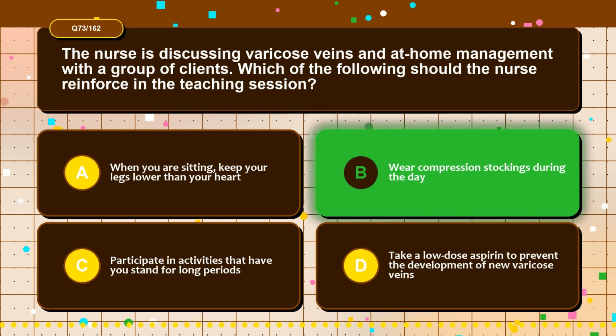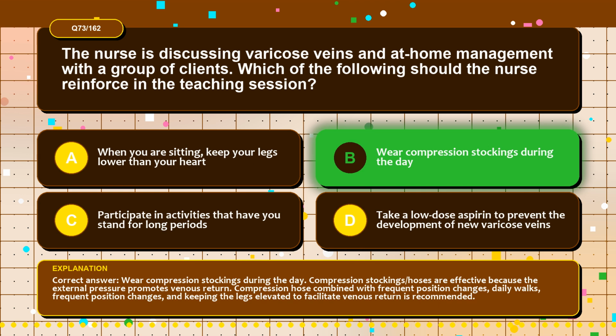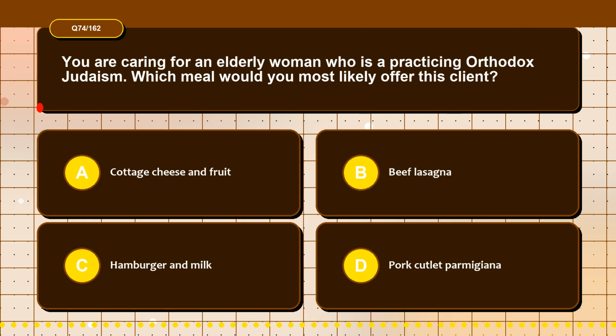The correct answer is option B. Wear compression stockings during the day. Correct answer. Wear compression stockings during the day. Compression stockings or hoses are effective because the external pressure promotes venous return. Compression hose combined with frequent position changes, daily walks, and keeping the legs elevated to facilitate venous return is recommended.